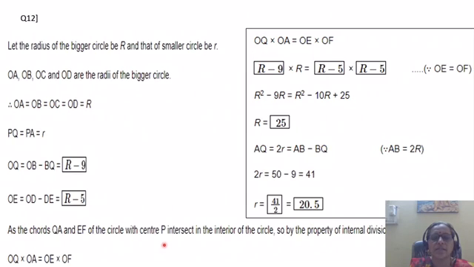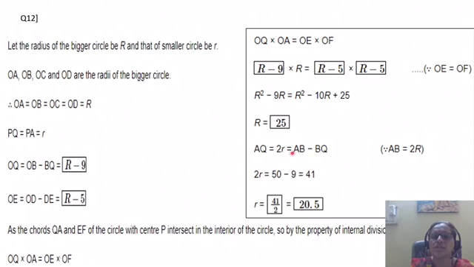As chords are intersecting inside the circle, in the interior of the circle, by the property of internal division of chords, you have OQ into OA is equal to OE into OF. We have seen it on the previous slide. So substitute the values and do simple multiplication. R square minus 9R is equal to R square minus 5R minus 5R, that is minus 10R plus 5 5s are 25. So simplify this, where you have value of R as 25.